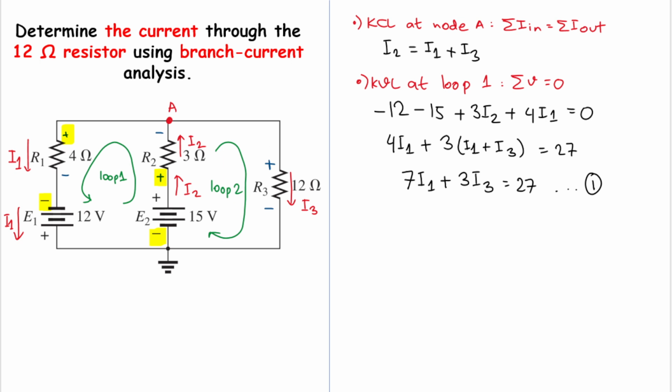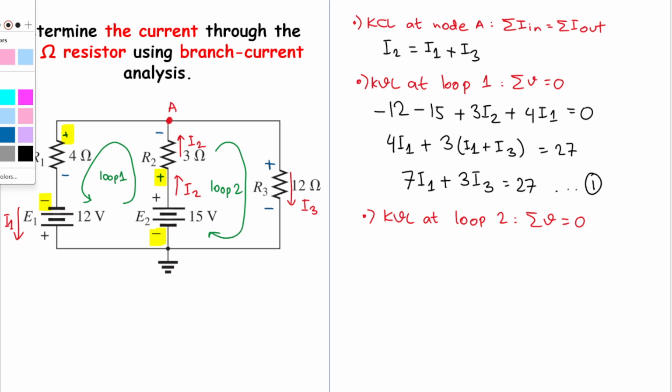Okay, now let's do another KVL, but this time at loop number 2. KVL at loop 2. KVL says that the sum of the voltage in a loop will equal to 0. Okay, now let's start from this 15-volt battery. So the loop is entering from the negative terminal here. So we will have minus 15. And then here we have this 3 ohm resistor.